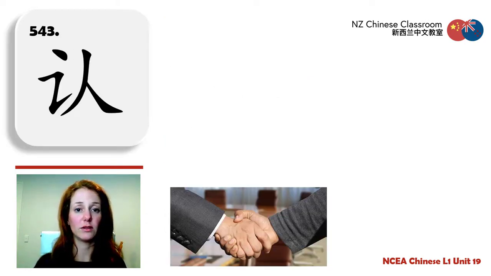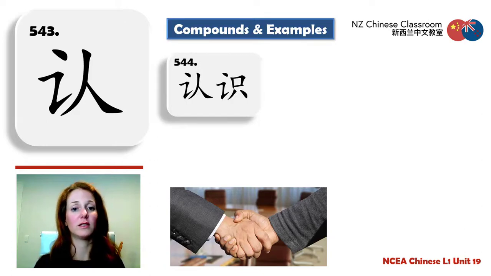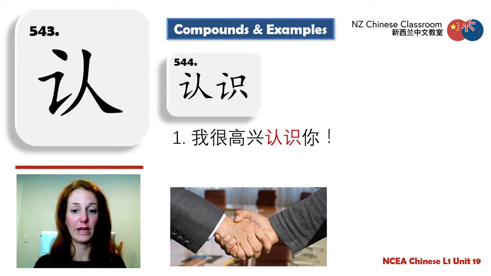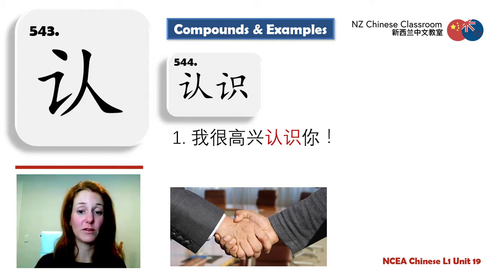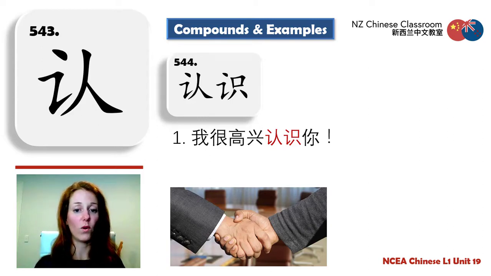Okay, 认, you'll see this with 认识. So 认识 means to know someone well, to have actually met them in person. So that's why I've got the handshake there. Okay, so when you meet someone for the first time, it's really polite in English. You say, very nice to meet you. So in Chinese, the equivalent is 我很高兴认识你. I'm very happy to meet you. 我很高兴认识你. Practice this one, it'll come in handy.